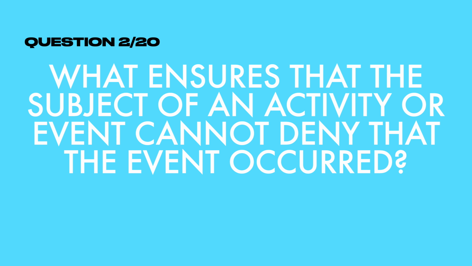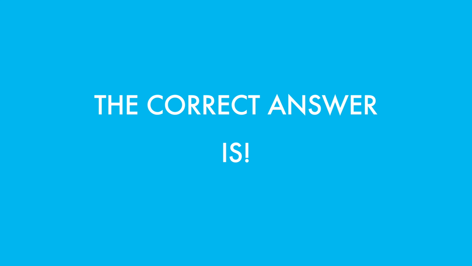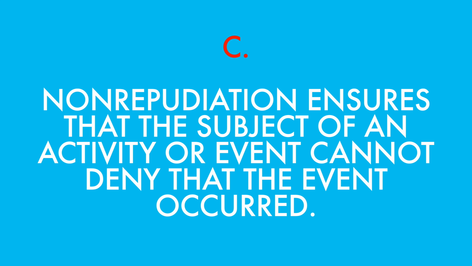Question 2 of 20. What ensures that the subject of an activity or event cannot deny that the event occurred? A. CIA triad. B. Abstraction. C. Non-repudiation. D. Hash totals. The correct answer is C. Non-repudiation ensures that the subject of an activity or event cannot deny that the event occurred.